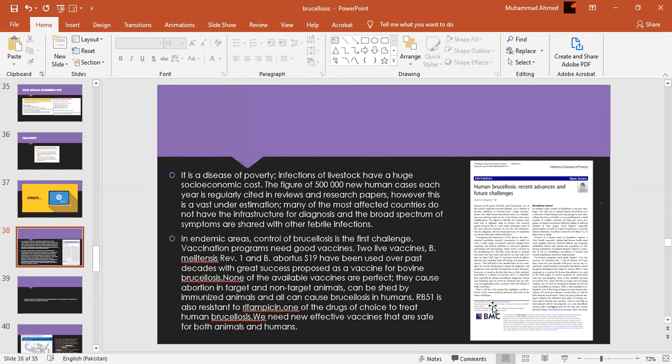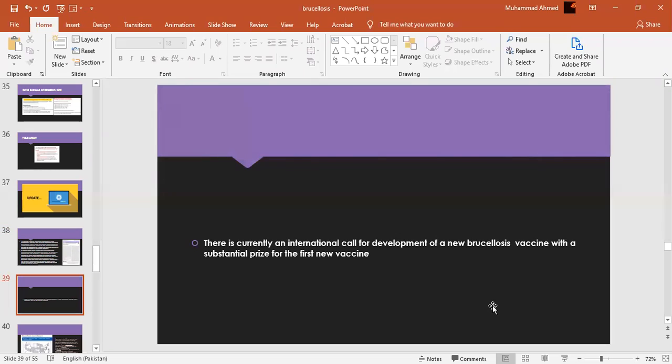They cause abortion in target and non-target animals and can be shed by immunized animals, and all can cause brucellosis in humans. RB51 is also resistant to rifampicin, one of the drugs of choice to treat human brucellosis. So we need new effective vaccines that are safe for both animals and humans. So there is currently an international call for development of a new brucellosis vaccine with a substantial prize for the first new vaccine.